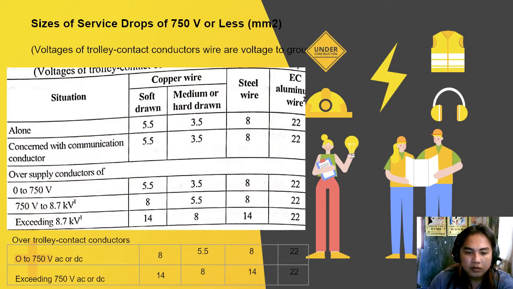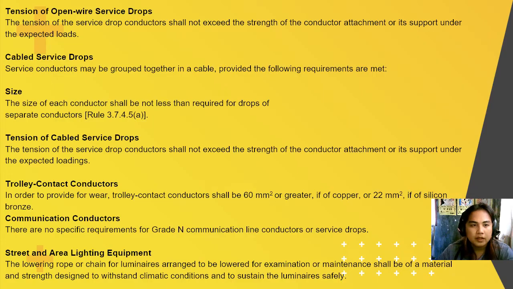So in soft drawn we use 14, 8 for the medium, 14 for the steel wire, and 22 for the AC aluminum wire. So tension of open wire service drop. The tension of the service drop conductor shall not exceed the strength of the conductor's attachment or its support under the expected loads.